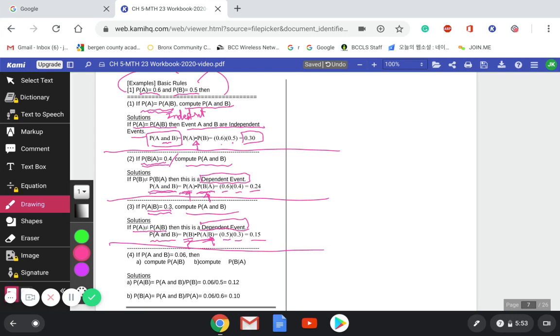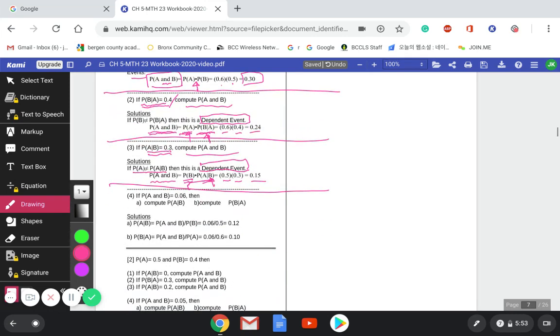Now you will have more examples like this, so let's look at another example. Number 4, if probability of A and B is 0.06, find probability of A given B. So probability of A given B is always probability of A and B divided by probability of B, because B is the first event. So 0.06, because that's what they gave to you, divided by probability of B, which is 0.5, so you get 0.12.